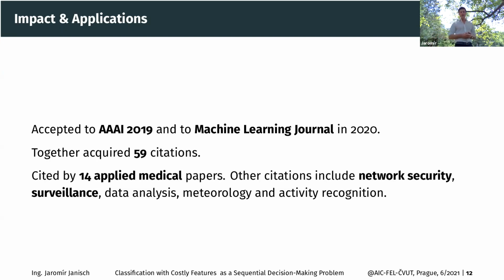So these two papers acquired, according to Google Scholar, 59 citations, and were cited by papers which were in many different areas. So for example, there are 14 applied medical papers that cited this research, and that makes me very happy that somebody somewhere is maybe using my research to, I don't know, maybe help people. Other citations include areas like network security, surveillance, data analysis, even things like meteorology or activity recognition. So that's, I think, a huge success of the research.